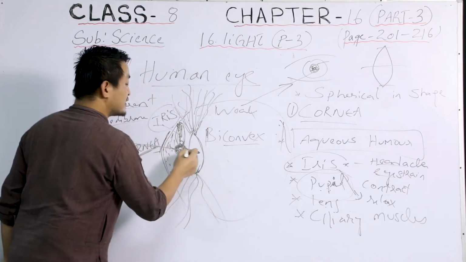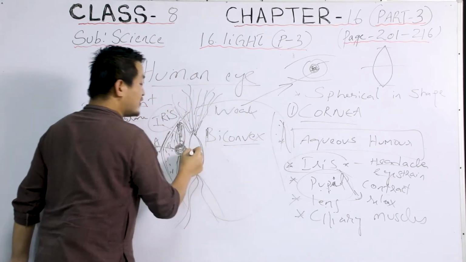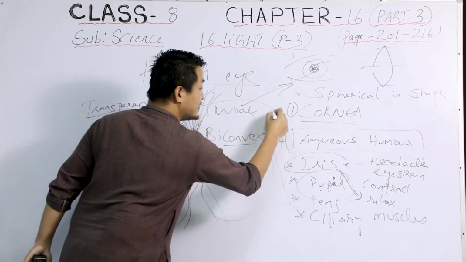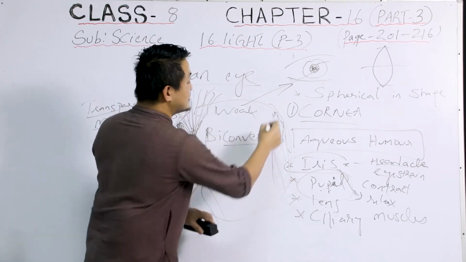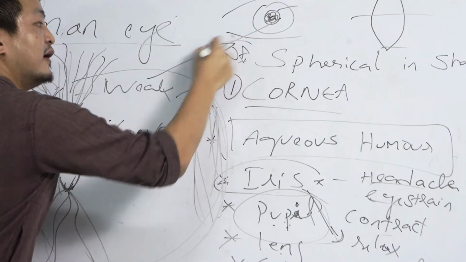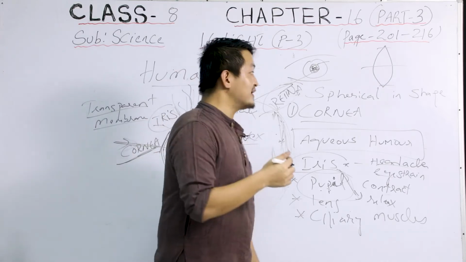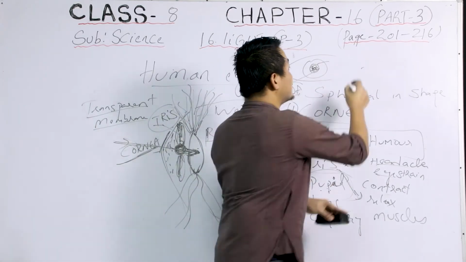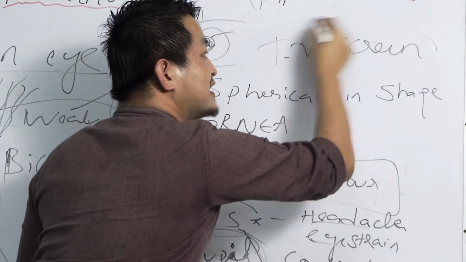Now, right at the back of the eye lens, we have a retina here, on the back. That is R-E-T-I-N-A. Now, this retina is like a TV screen inside our eye.